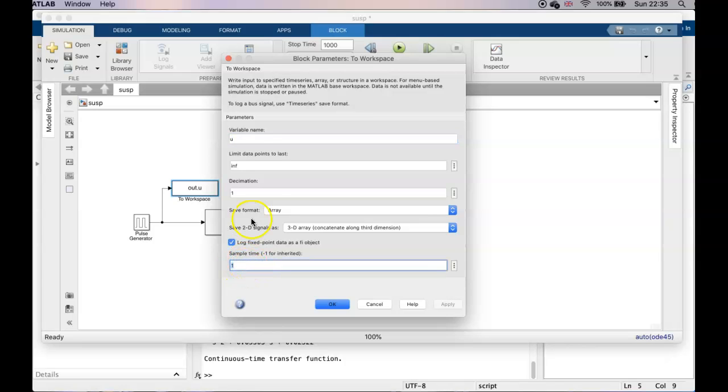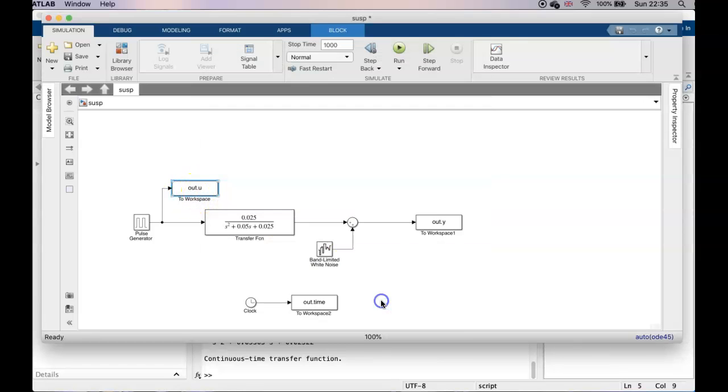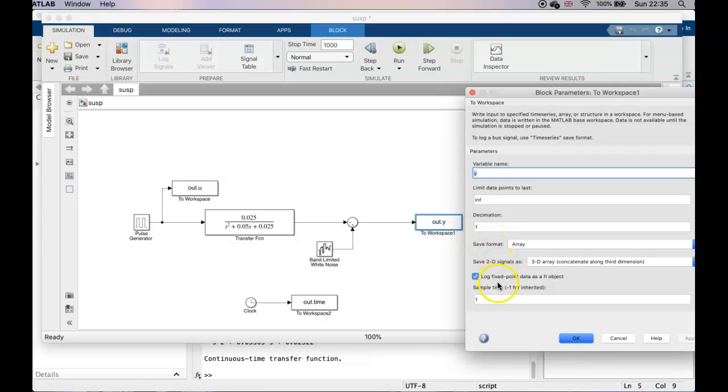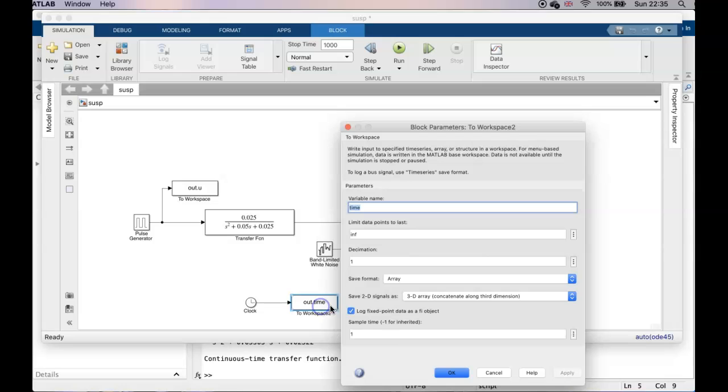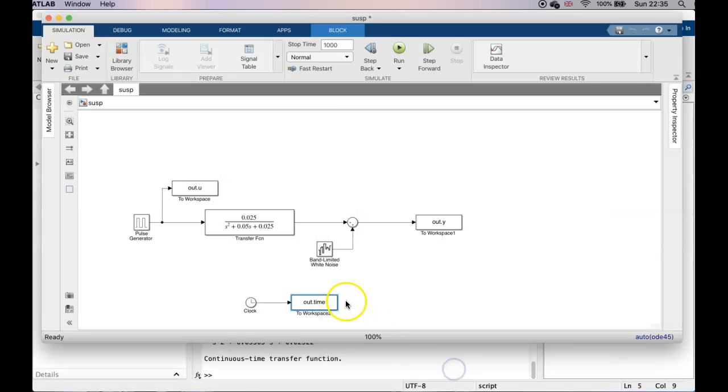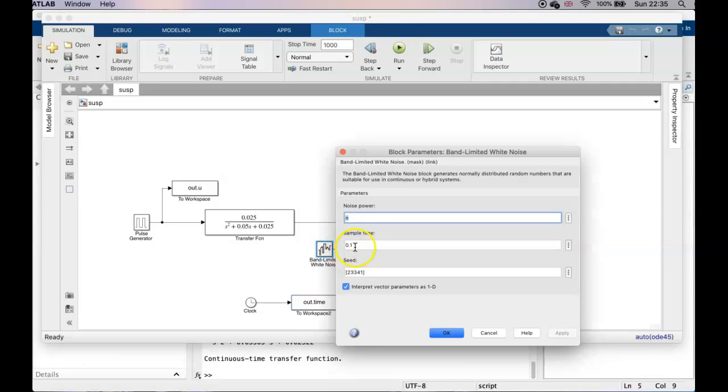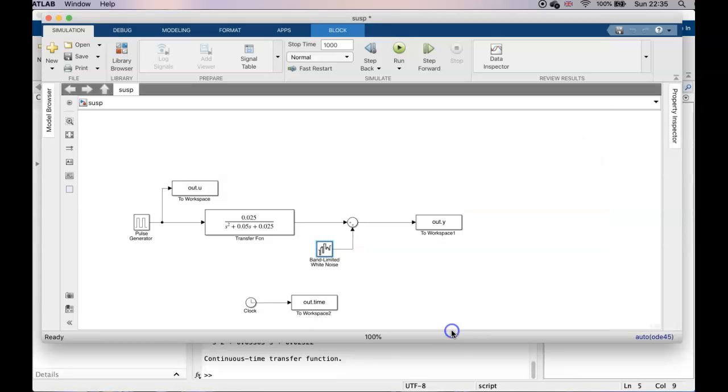If I go to the 2 workspace blocks, you'll notice that my sample time here is set as 1, and you see the variable name u, because obviously out.u, array, and then 3D array. And then again here it's the same, sample time y, so just make sure you're consistent on these in terms of the sample time. And in terms of the band limited white noise, I've just put a value of n in there, because then we can specify it within the MATLAB script.